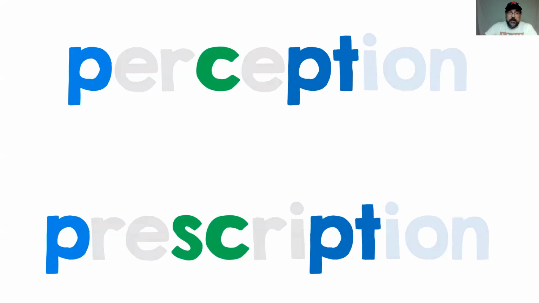Here's what's similar. They both start with a P. There's a C sound in the middle, and that C can sound like an S. And then you can see the consonant pair PT, pt, and TION at the end.